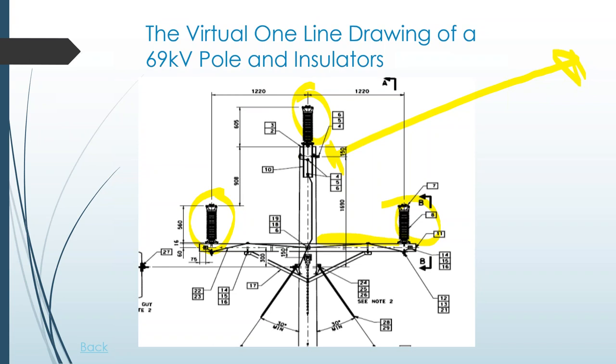And so I like to say that the drawing of the tower is sort of my virtual one line. And if I don't have a drawing, I can also go out to Google Earth and find where the line crosses a highway somewhere, and I can get a pretty good picture of the tower. I can really do a tower study without ever having a bit of information from the manufacturer other than where the line is, and then I can go get it.